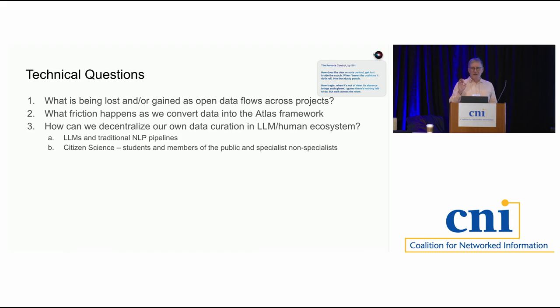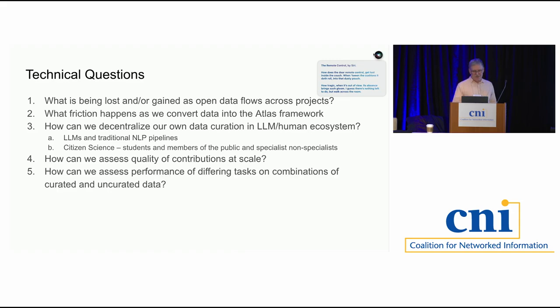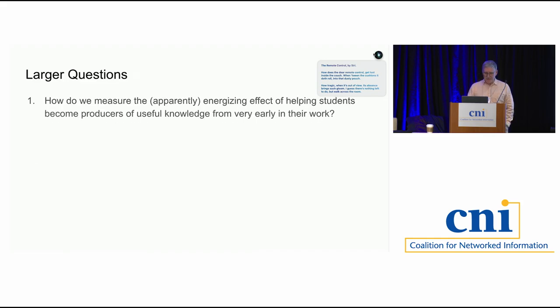The spelling error we can address, but how do you in general absorb suggestions and identify which ones you have to pay attention to? And so how can we assess quality of contributions at scale, which is what I just said? How can we assess performance of differing tasks on combinations of curated and uncurated data? Put another way, some things like topic modeling or information retrieval work really well with noisy data. Other services don't. And we'll always have a lot of noisy data because we will not be able to correct everything. So what can we do with the data at our disposal?